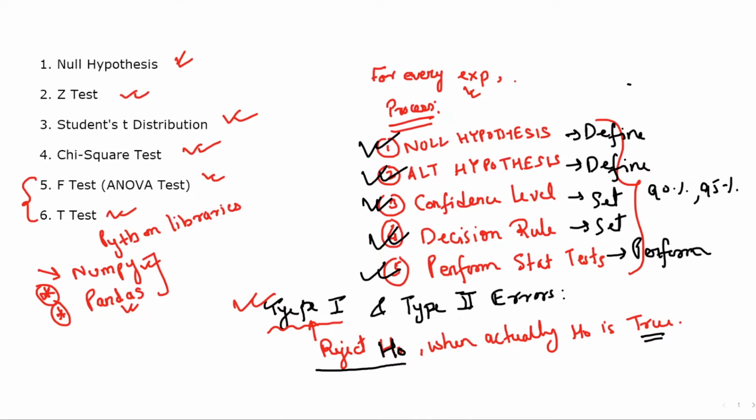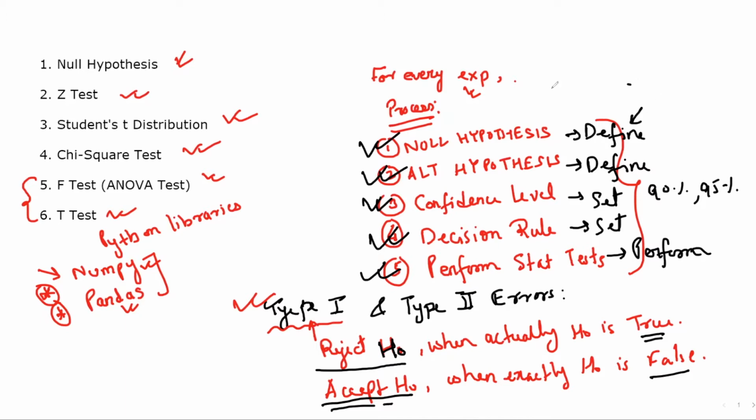And what is type 2 error? Type 2 error is when you accept your null hypothesis when actually it is false. Even though it is false, you're accepting the null hypothesis, that is your type 2 error. When actually it is false, but when you perform your test, you found out that it is true. Now how does it actually happen? It basically happens in your definition.